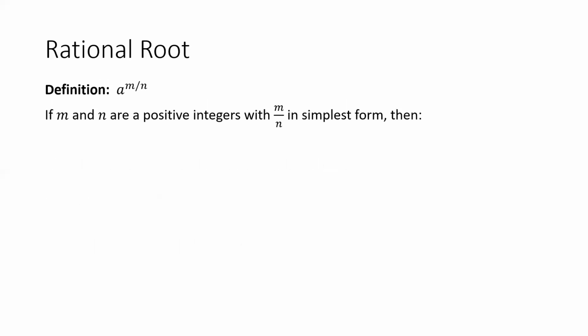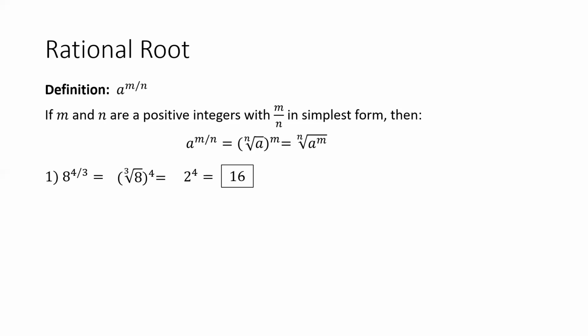Now, more generally, if I have m over n, then that can be translated 2 ways. I can say that I'm taking the nth root of something and then taking it to a power, or I'm taking something to a power and then taking the nth root. We typically do the first form because that makes it so we're dealing with smaller numbers, but they're technically equivalent. So if I'm doing 8 to the 4/3, I take the cube root of 8, which is 2, and then I take that to the 4th power, and I get 16.